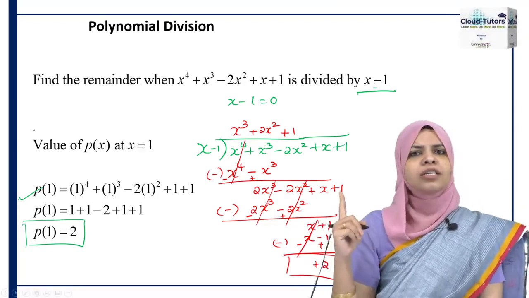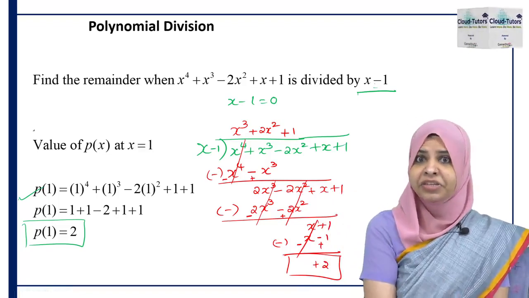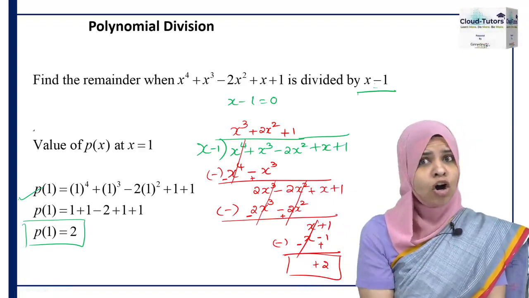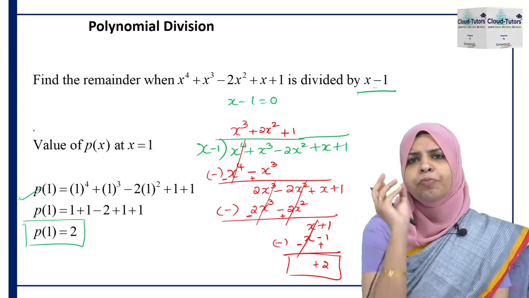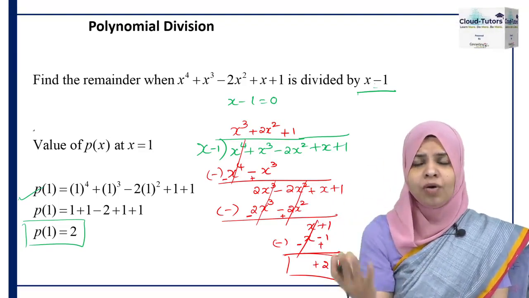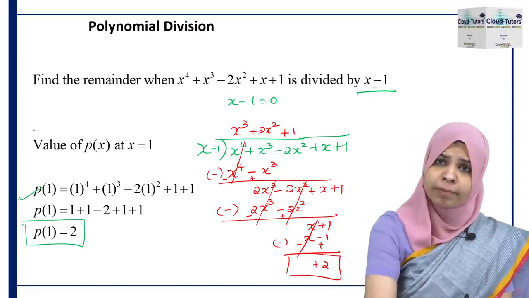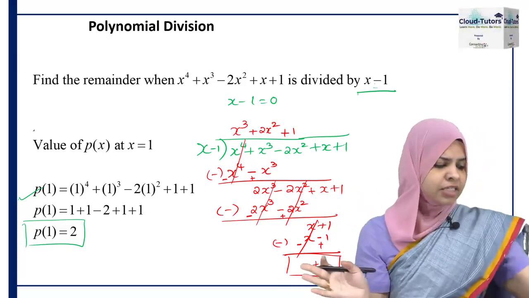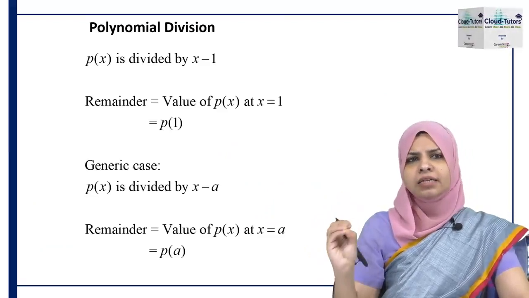I have still got the same answer. Either you divide, do it this long way, or whatever is your divisor, equate it to 0. Whatever value of x you get, substitute in the given polynomial to get the remainder. This is what is called your remainder theorem.